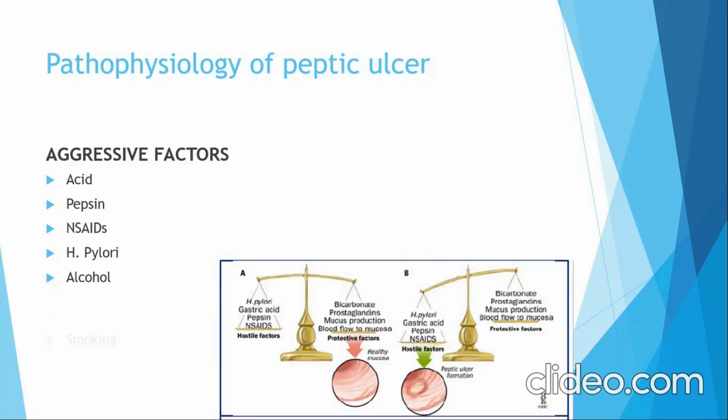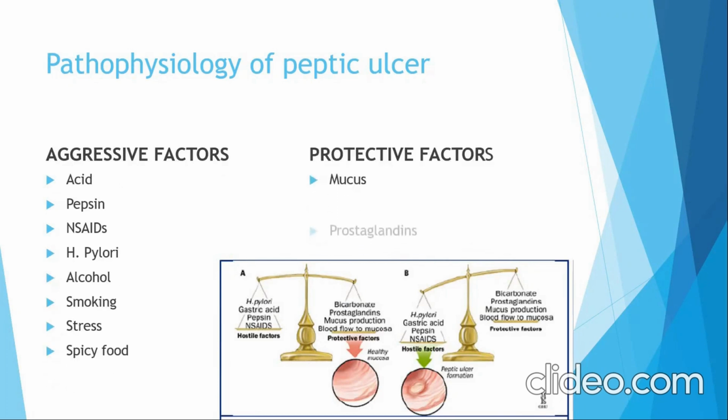Now we will see the pathophysiology of peptic ulcer. In the development of peptic ulcer, there are two factors: one is called aggressive factors and the second is called protective factors. Aggressive factors are the factors that, whenever they increase, cause peptic ulcers. Whenever the protective factors balance the aggressive factors, there is very little chance to develop a peptic ulcer in human beings. What are the aggressive factors?